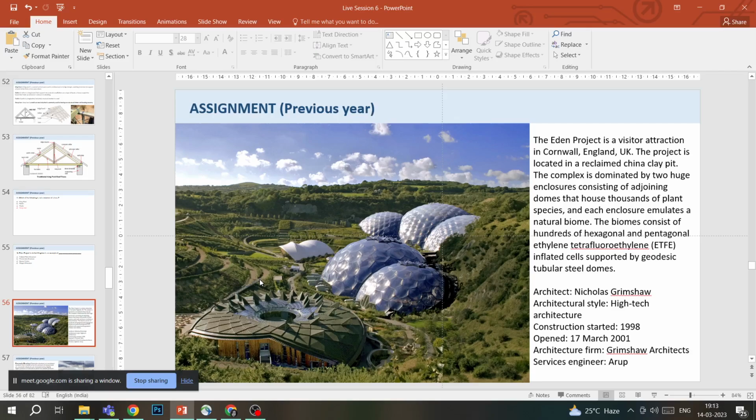The architect is Nicholas Grimshaw. The architectural style is high-tech. The construction started in 98 and it opened in 2001, 3 years. The firm was Grimshaw Architects and the service engineer was Arup.